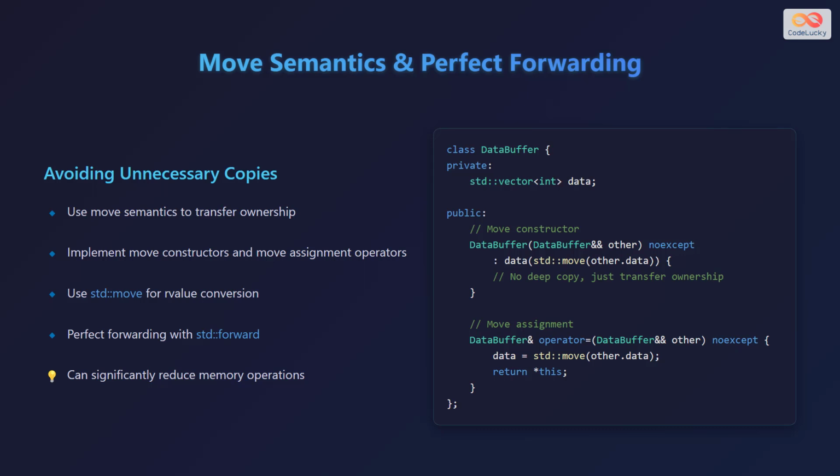In the given code example, we have a data buffer class with a move constructor and move assignment operator. These functions use std::move to transfer ownership of the data vector, rather than making a copy. It is very helpful when there is dynamic memory allocation.